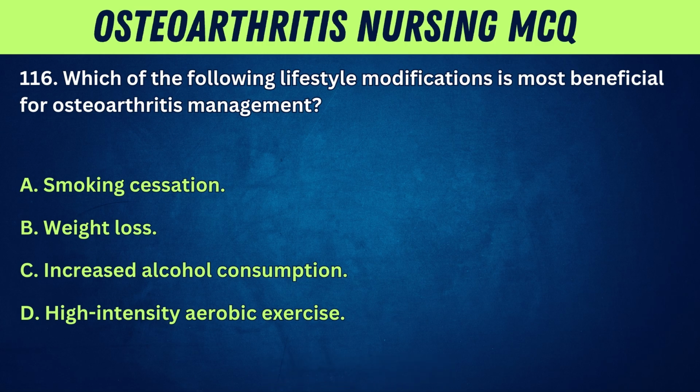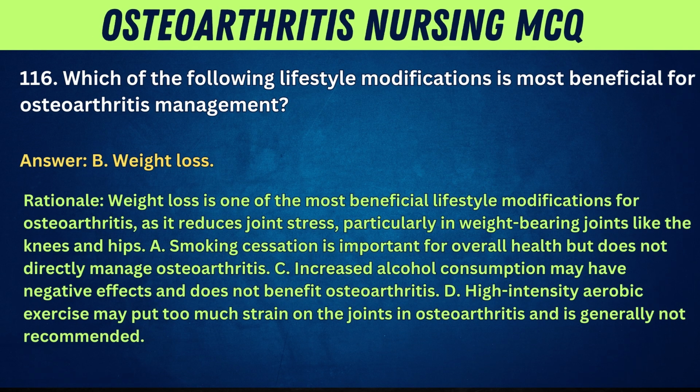A. Smoking cessation. B. Weight loss. C. Increased alcohol consumption. D. High-intensity aerobic exercise. Answer: B. Weight loss. Rationale: weight loss is one of the most beneficial lifestyle modifications for osteoarthritis, as it reduces joint stress, particularly in weight-bearing joints like the knees and hips.